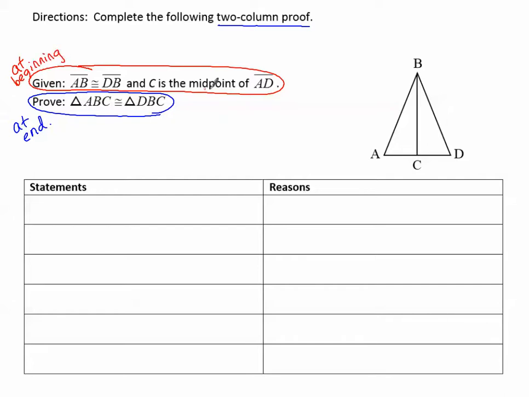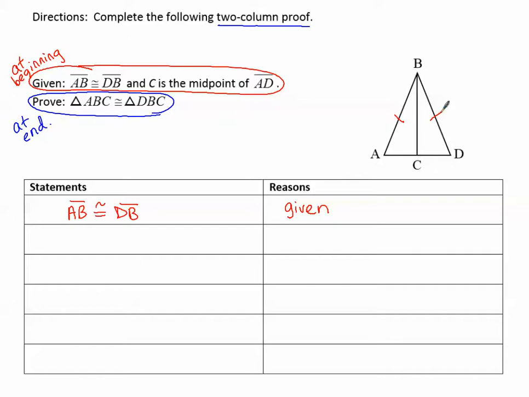So let's go ahead and write our given information. Segment AB is congruent to segment DB. What's the reason that's true? Because it was given to us. We didn't have to think of it. Let's mark that in our picture as we listed in our statements. AB is this segment, and it's congruent to DB, that's this segment.